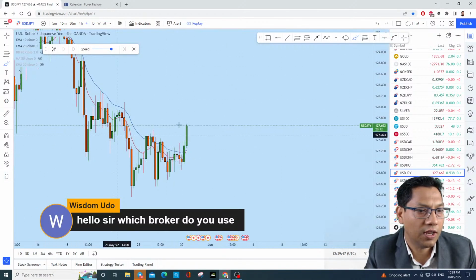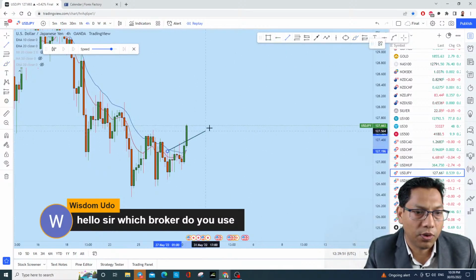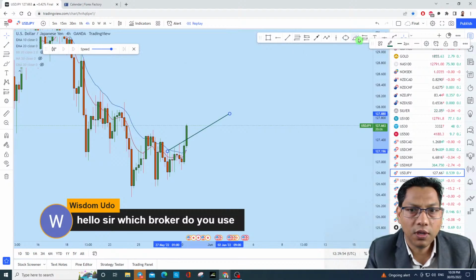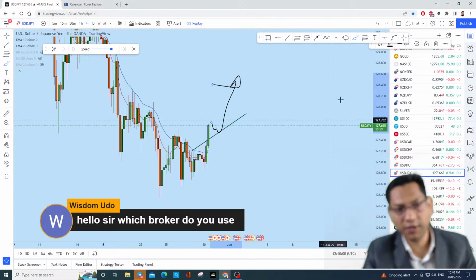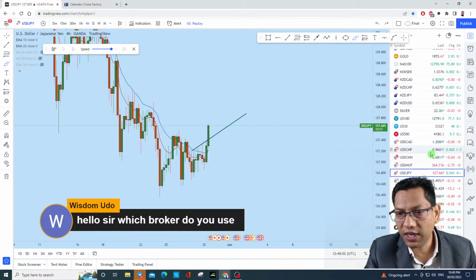Let me draw it clearly. So a retest of this previous resistance as a support, and then from here we'll look for going long dollar yen. Okay, so most pairs against yen look bullish.